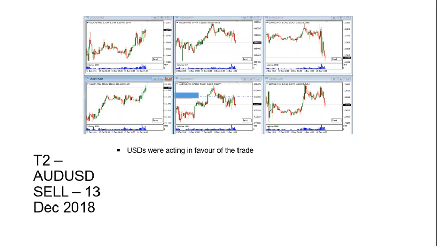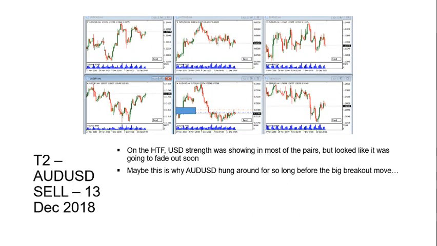So the USs were also acting in favor of the trade for the most part. On the higher time frame, US strength was showing, but it looked like it was going to fade out soon. You know, if you look at US yen, it's going highs near the resistances. So maybe this is actually why Aussie US hung around for so long before the big breakout move, right?